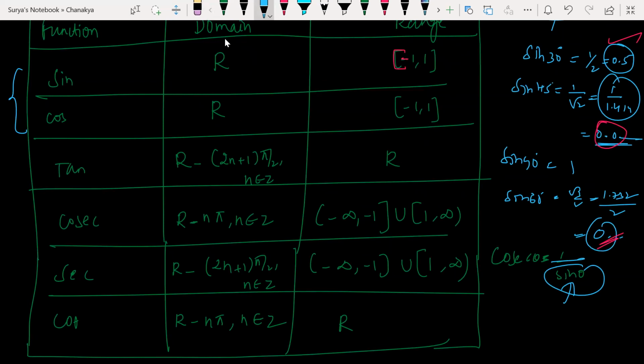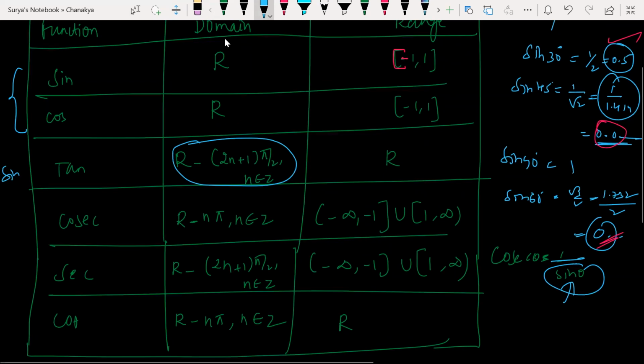Both are the same actually. Now tan theta, why are we writing this? Tan can be written as sin theta by cos theta. So cos theta should not be 0. The denominator should not be 0, right? When cos theta becomes 0, for every odd multiple of pi by 2. Cos pi by 2 is how much? 0. Cos 3 pi by 2 how much? 0. Cos 5 pi by 2 how much?